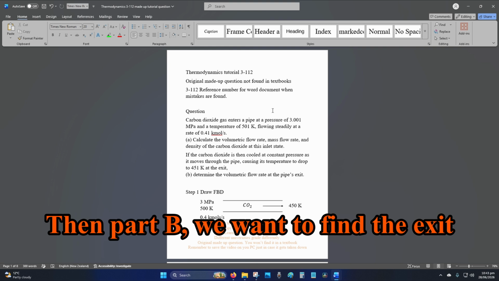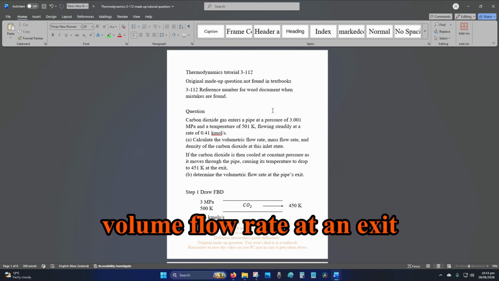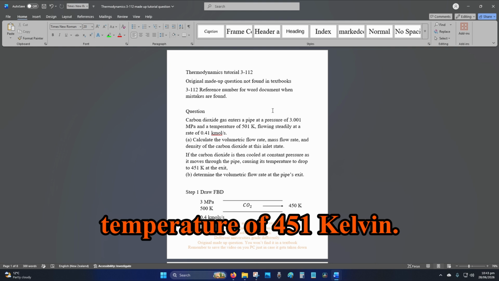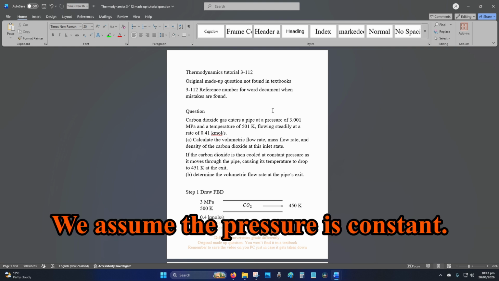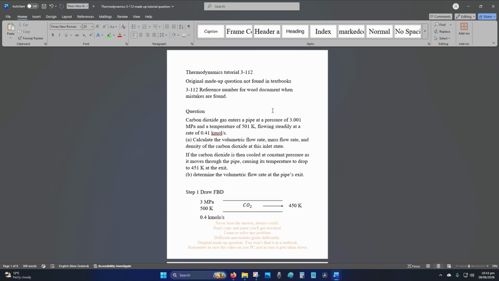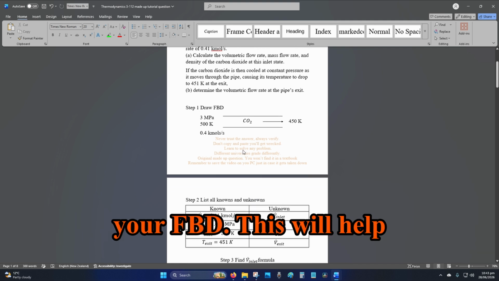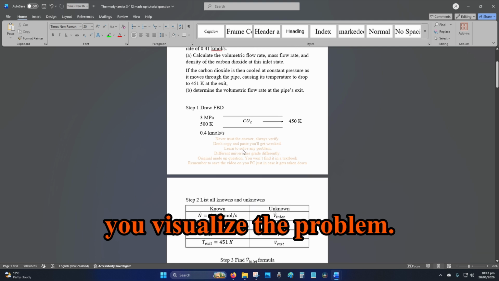Then part B, we want to find the exit volume flow rate at an exit temperature of 451 Kelvin. We assume the pressure is constant. Step 1, draw your free body diagram, your FBD. This will help you visualize the problem.